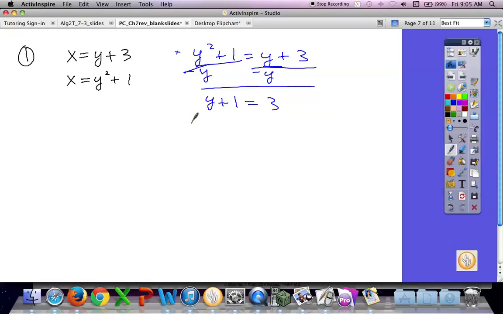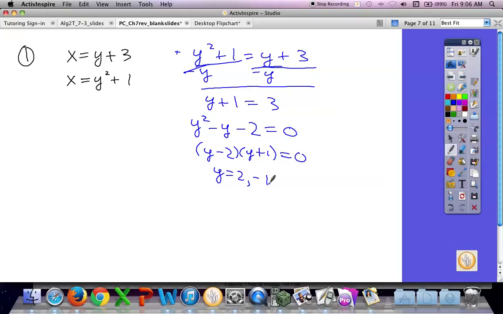What it should have looked like is y squared minus y minus 2 equals 0. Solving a quadratic is old news. Get everything on one side, 0 on the other, factor. y minus 2 times y plus 1. So y equals 2 and negative 1.